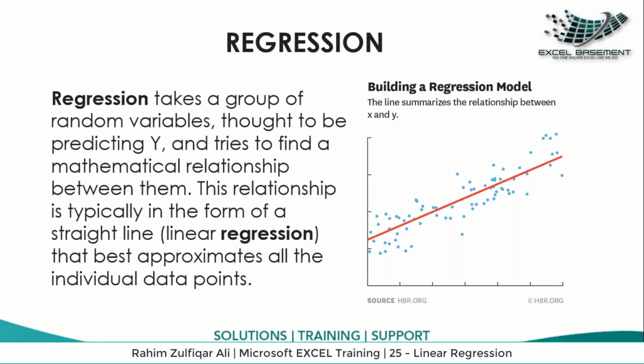So regression takes a group of random variables thought to be predicting y and tries to find a mathematical relationship between them. This relationship is typically in the form of a straight line, as you can see in the picture, which is called linear regression. And remember that non-linear regression also exists. But in this webinar, we will be mainly focused on linear regression.